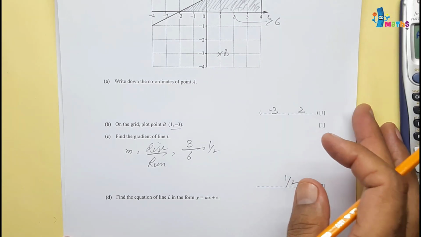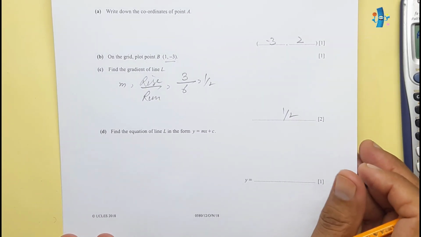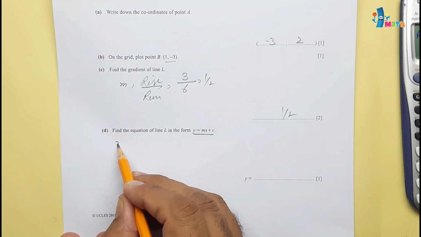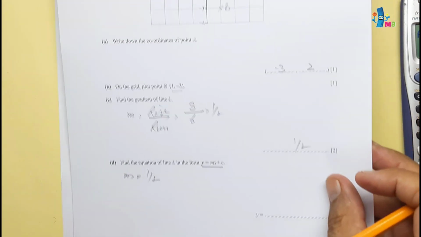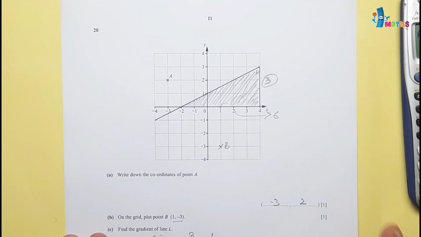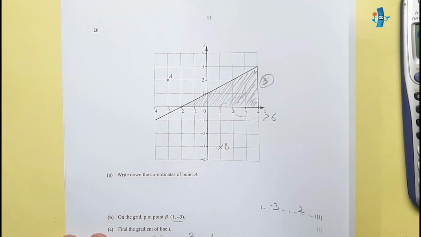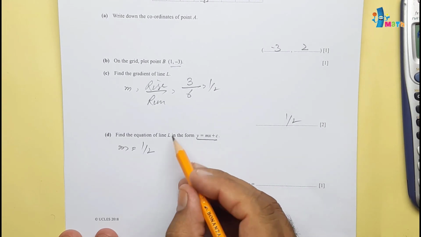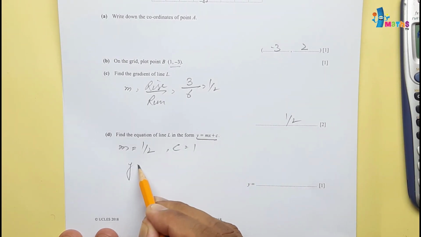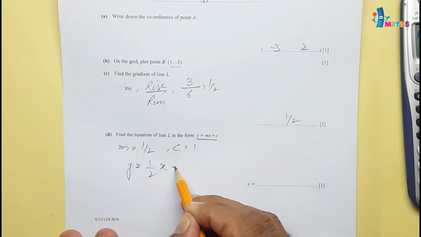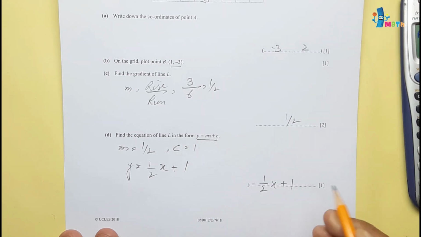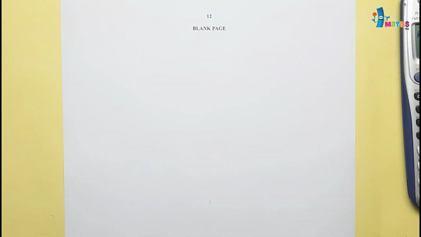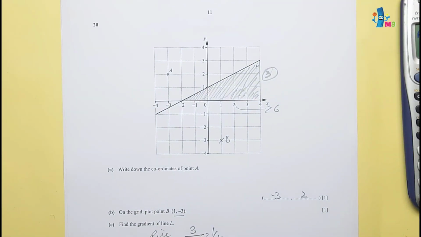Find the equation of the line in the form y is equal to mx plus c. For writing the equation, we require the gradient, which we found, which is 1 by 2, and we have to find the y-intercept. If we check, this line is passing through this point 1, so the y-intercept will be 1, so we can write the c value is equal to 1. So y is equal to mx plus c, with m as 1 by 2 and c as 1. So our equation will be y is equal to 1 by 2 x plus 1. That's all. This question is the last one, final.